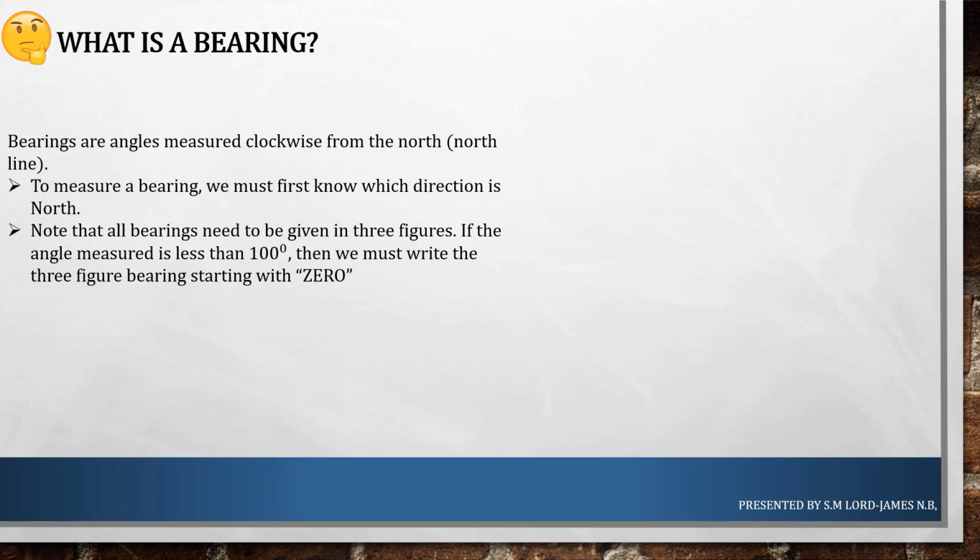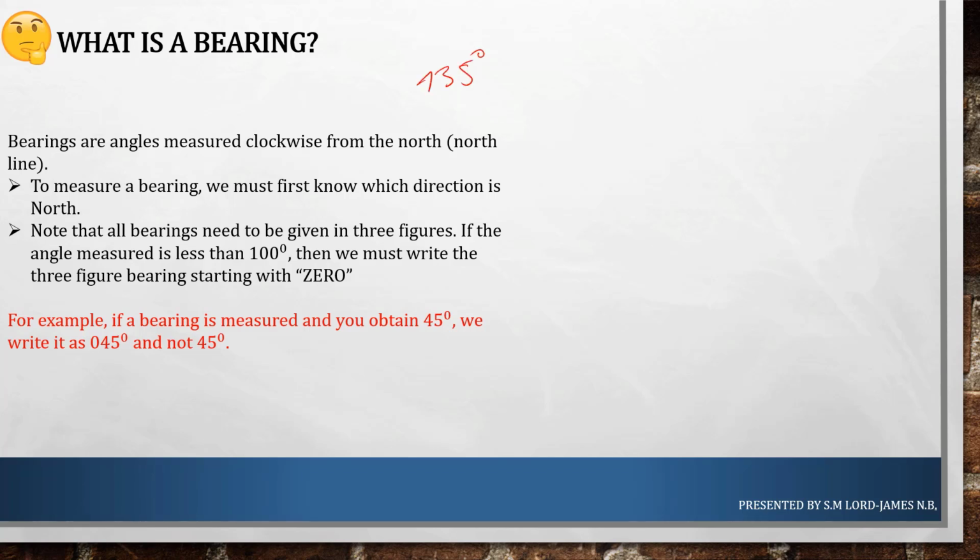If the angle measured is less than 100 degrees, then we must write three figure bearings starting with 0. For example, if we want to write a bearing which measures 45 degrees, rather than writing 45 degrees alone, we have to emphasize that it should be three digits, so that should be 045 degrees. So that is how we write bearings. But when it is already three digits, for example 135 degrees, it's okay. Adding a 0 is not necessary. But when you measure and you have two digits, 35, 40, always add a 0 in front.